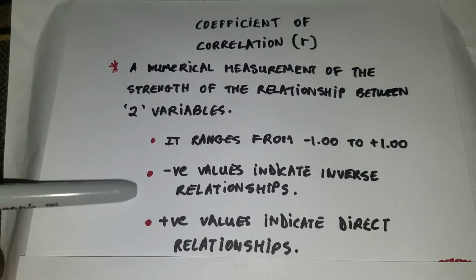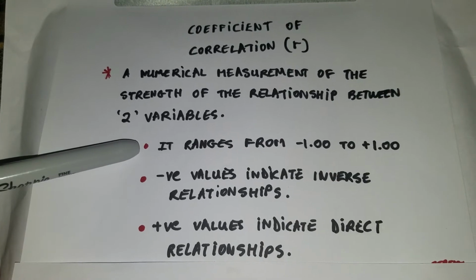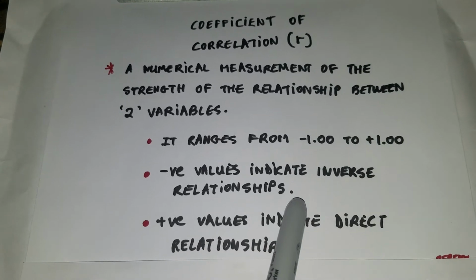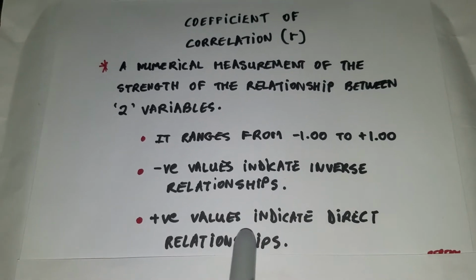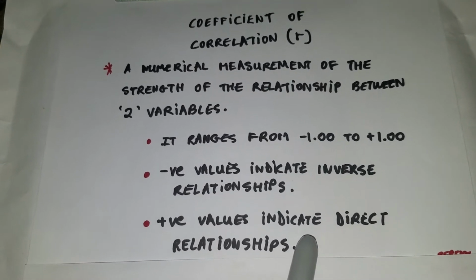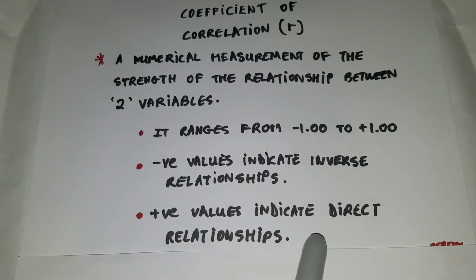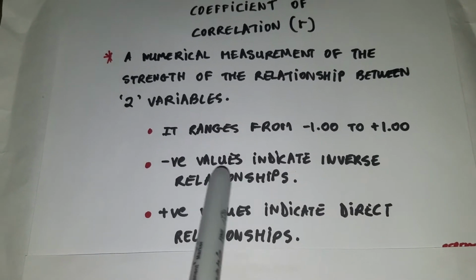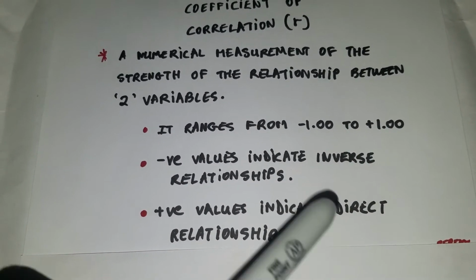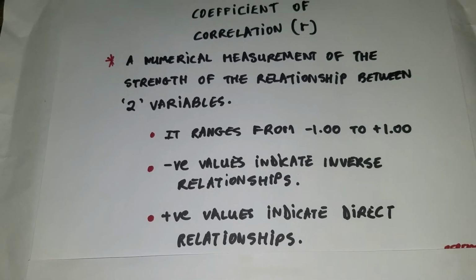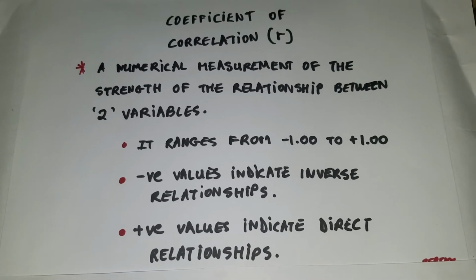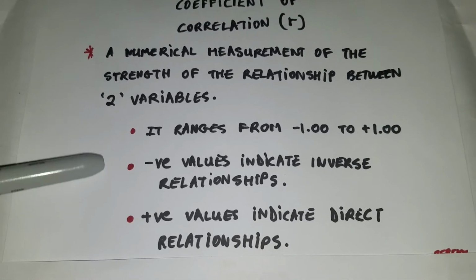Now, points to note, the correlation coefficient ranges from -1 to +1. The negative values indicate an inverse relationship, while the positive values indicate a direct relationship. Direct simply means that as one variable increases, the other variable increases in proportion as well, while inverse indicates that while one variable increases, the other variable decreases proportionally as well. So that is what the correlation coefficient is, and these are just a few characteristics.